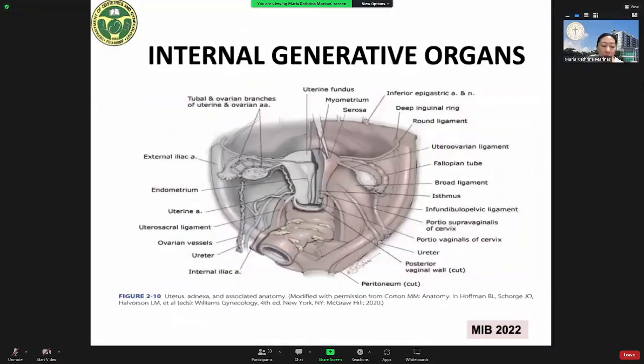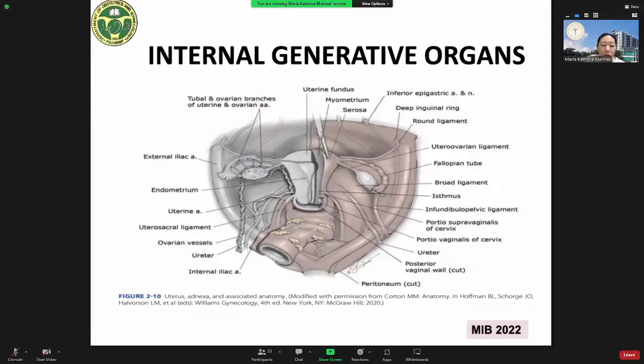Any questions so far with the external genital organs? Okay, so we can proceed with the internal genital organs.